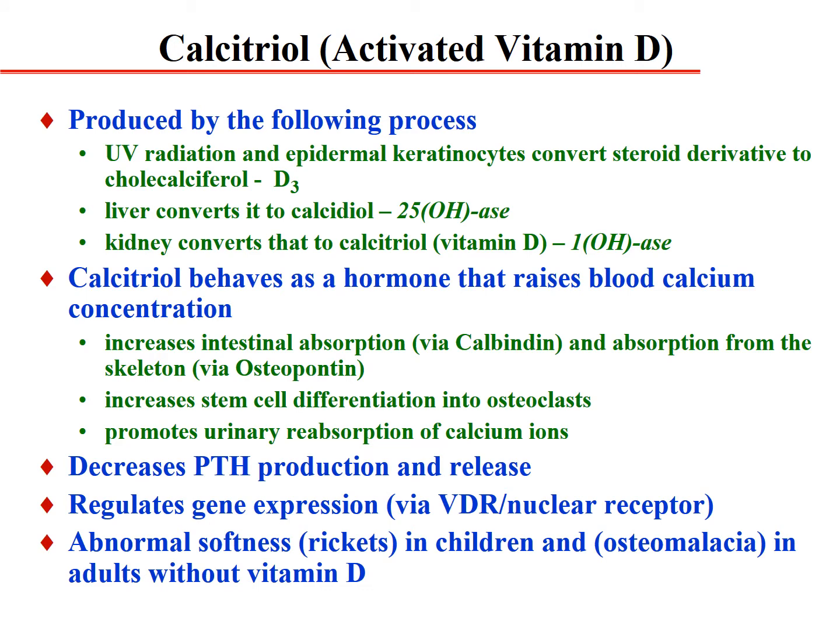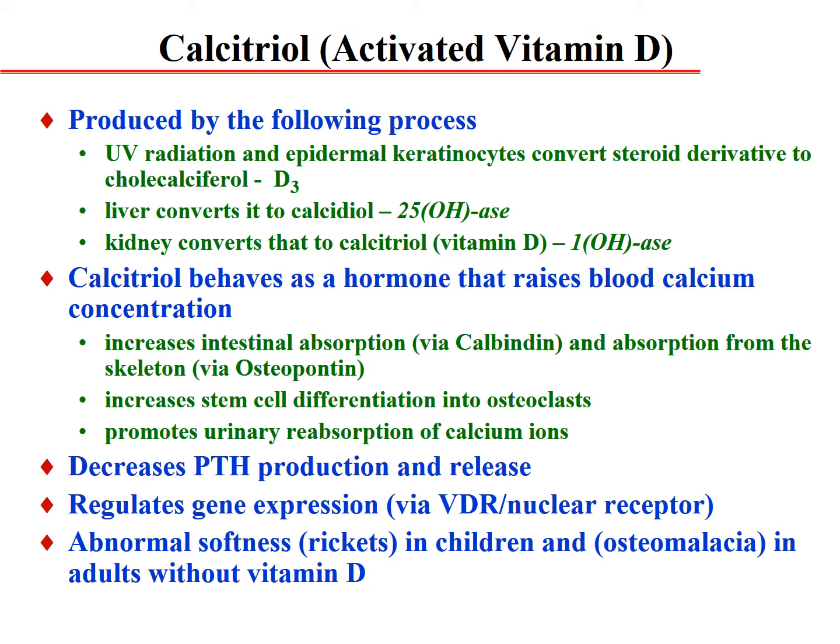Now let's look at these different hormones. Calcitriol, this is the activated vitamin D. This is produced by the following process. UV radiation of the epidermal cells, keratinocytes, converts the steroid derivative of the cholecalciferol to D3. And the liver converts it to the calcidiol by having this 25-hydroxylase activity, while the kidney converts it to the calcitriol, that's the most active vitamin D.